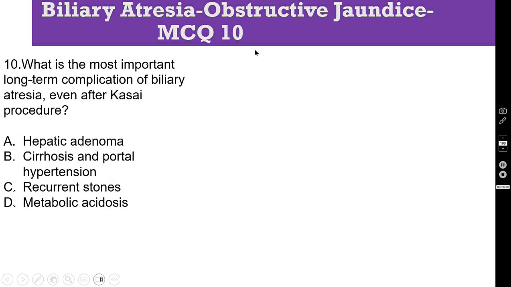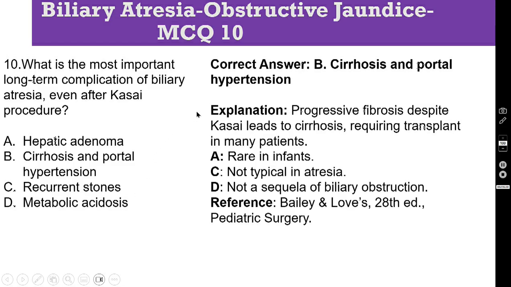Coming to MCQ number 10. What is the most important long-term complication of biliary atresia even after Kasai procedure? A, hepatic adenoma. B, cirrhosis and portal hypertension. C, recurrent stones. D, metabolic acidosis. Of course, the correct answer is B, cirrhosis and portal hypertension.